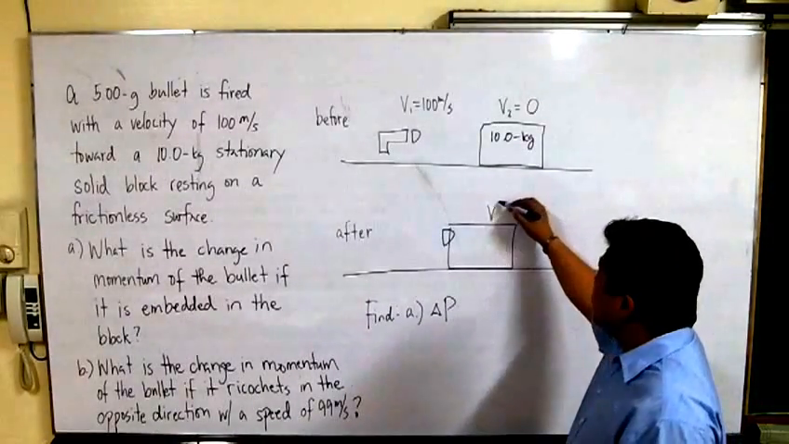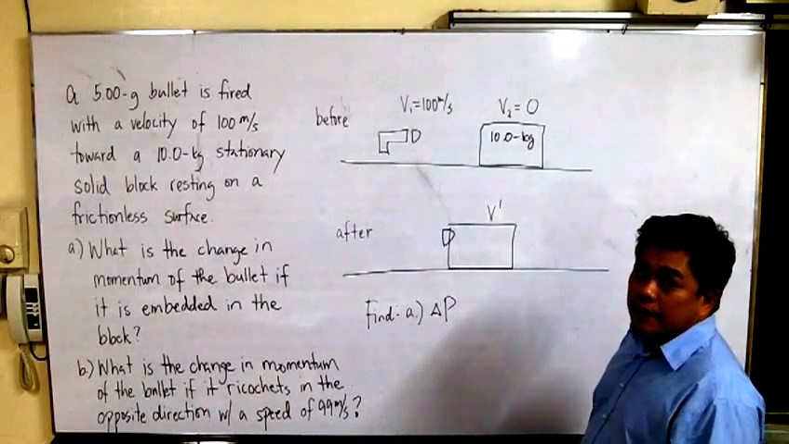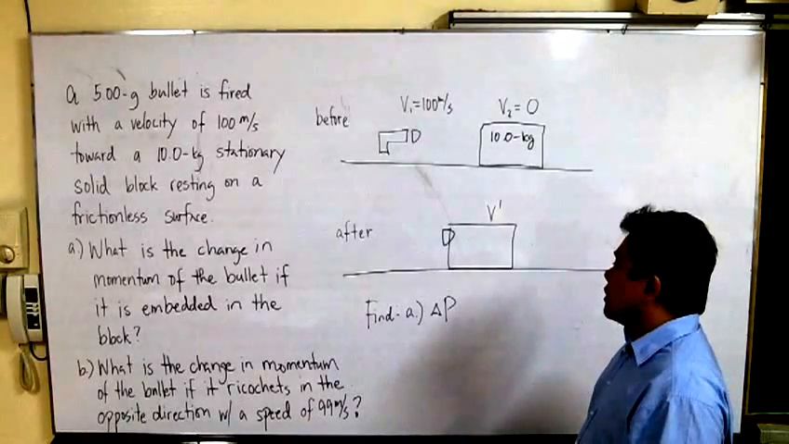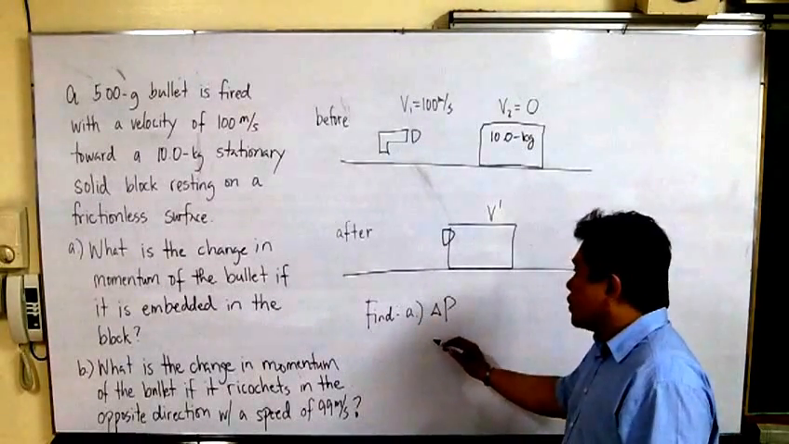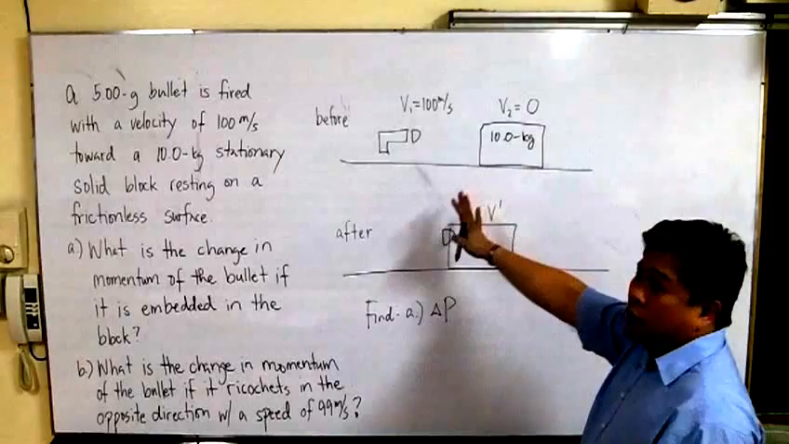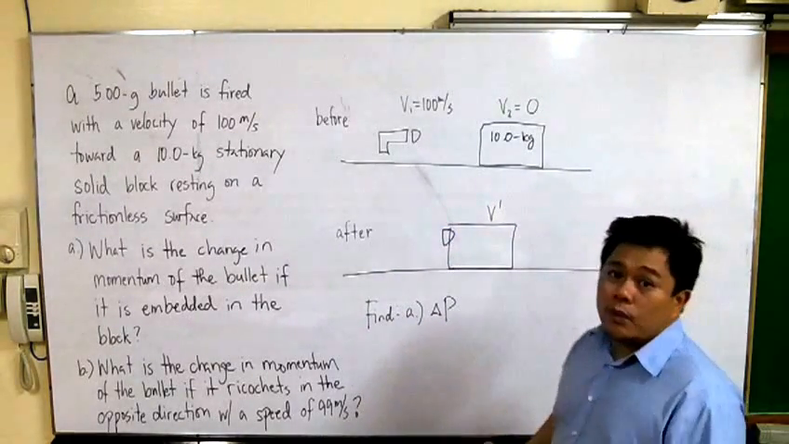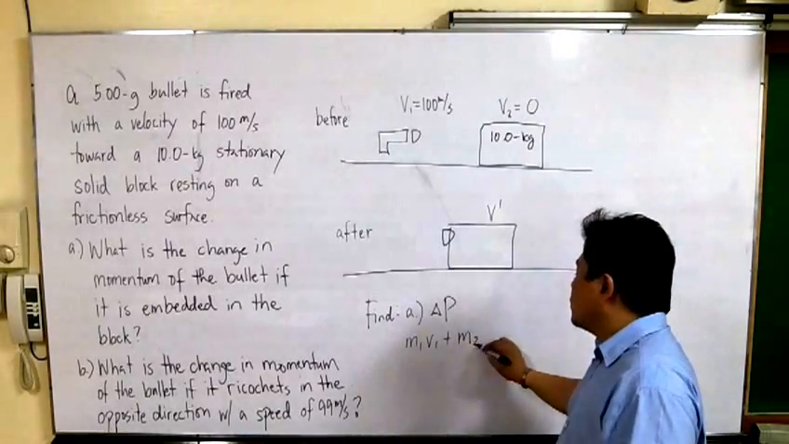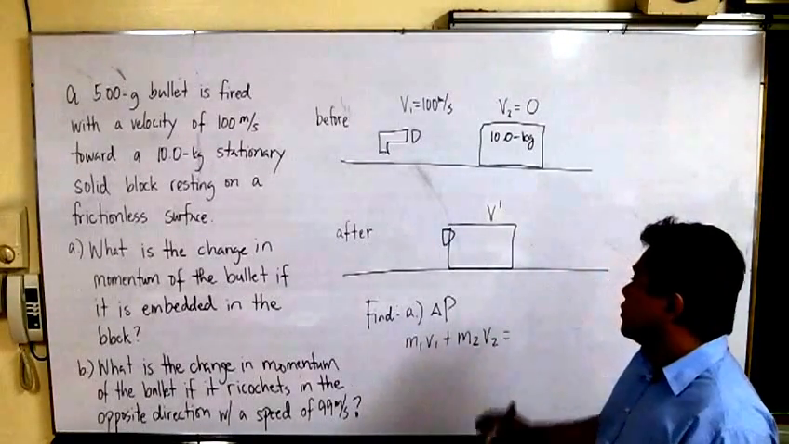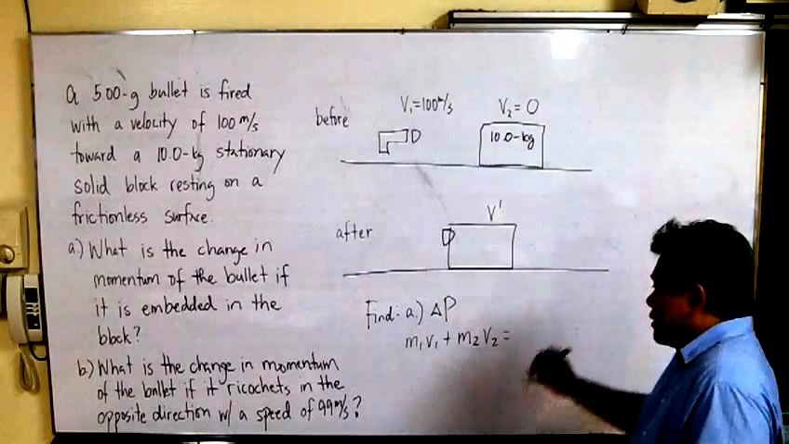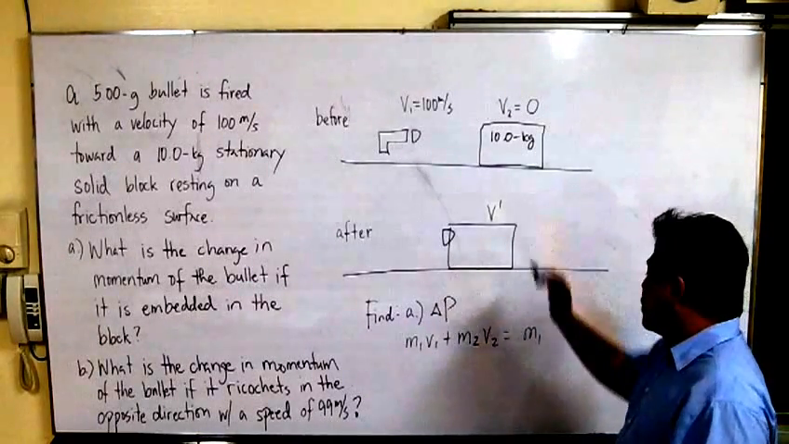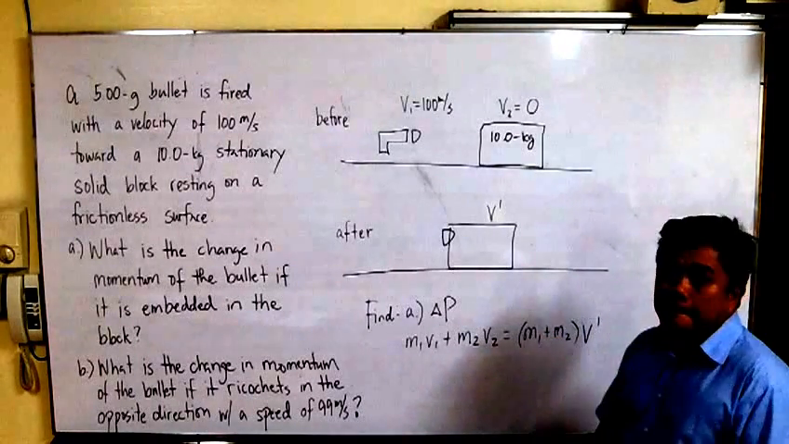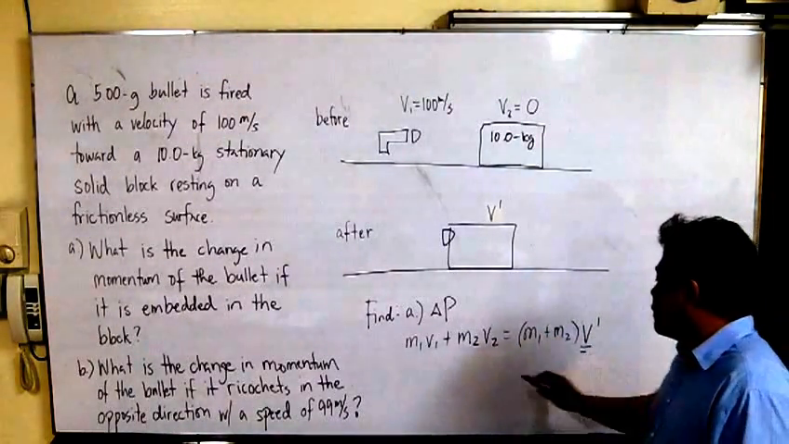So what we need to know is V prime. This is the velocity of the bullet embedded on the block of wood. Our working equation would be that the total momentum before is equal to the total momentum after. That would be M1 V1 plus M2 V2 is equal to, after collision they are already together, so you have M1, the mass of the bullet, plus the mass of the block of wood, times V prime. We are looking for V prime.